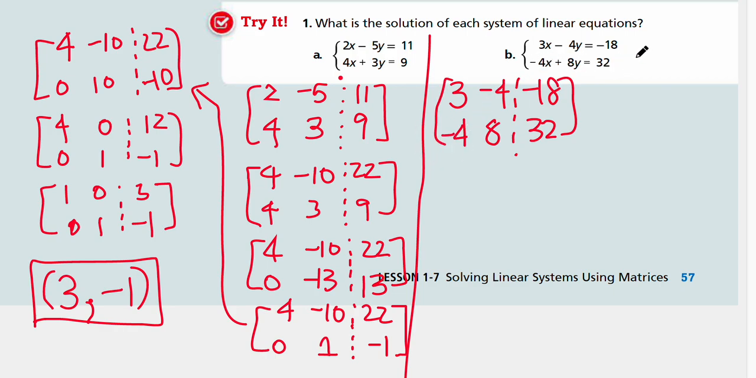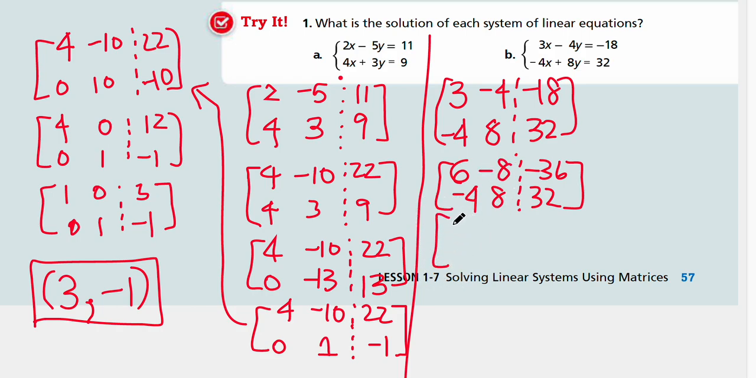They're already in standard form. And then you can multiply the first row by 2. And I have 6, -8, and -36. And the same second row. And then I'm just going to add them so that the second row cancels out. And because that's 0, I want 1, 0, right? So I'm going to put that in the first row. So I have 2, 0, and then -4.